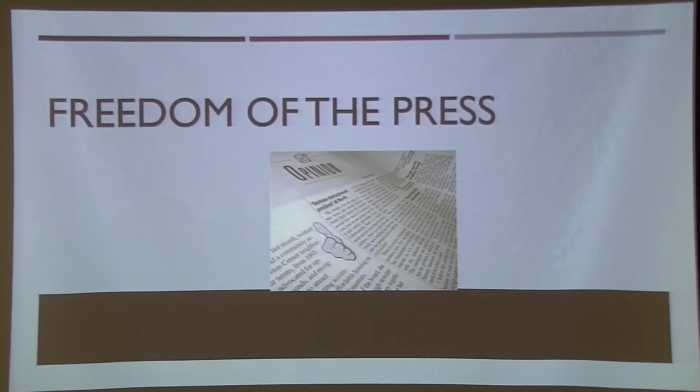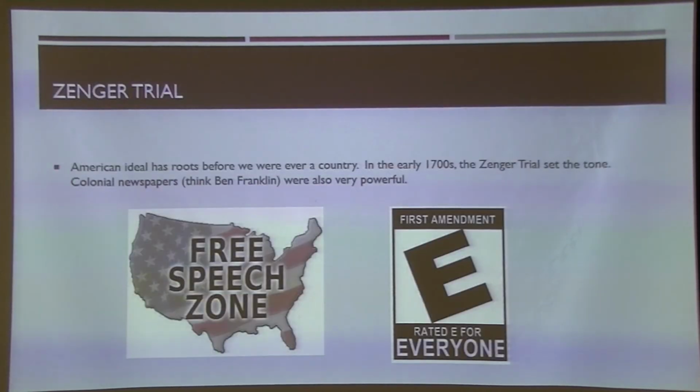All right, the second part of the First Amendment we have is freedom of the press. This is something that's been seen as deep in our U.S. history. Even before we were a country, we had the Peter Zenger trial, where he was arrested for criticizing the British royal governor, and ultimately the jury said that, well, no, he's able to do that. Colonial newspapers were also very powerful, and this is where you think about Ben Franklin in the past.